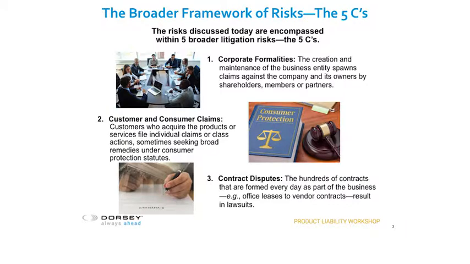The consumers are endowed with all sorts of special protections that the commercial entity in the B2B context does not get. Of course, most of these products are sold pursuant to a contract or a series of contracts throughout the distribution chain. So contract disputes, the third C of our 5 litigation C's, is included here. We'll touch on a fourth C, which is competitors' attacks.